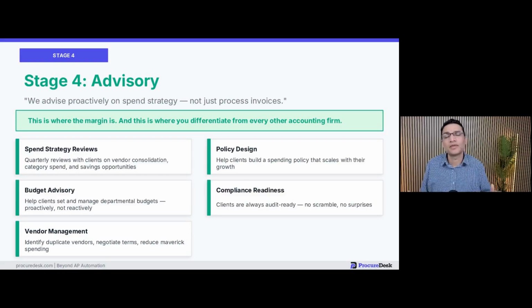Budget advisory: you can help them structure their budgets more effectively because now you have the data on where the spending is actually happening. And if you have a review and approval process, you can build more accurate budgets. Vendor management: helping them identify duplicate payments or duplicate vendors, and even negotiate payment terms.